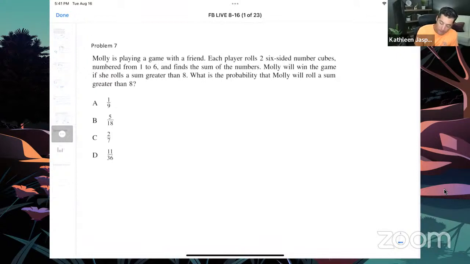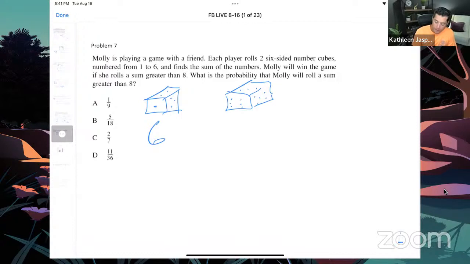With the dice, you've got this here. I know I don't draw it well, but 1, 2, 3, 4, 5, 6. There are 6 possible combinations on one die. Well, when I add, because it says I'm rolling 2 dice now, there's another 6 numbers because it says we roll 2 six-sided number cubes. So what are all the possible outcomes when you roll 2 dice?